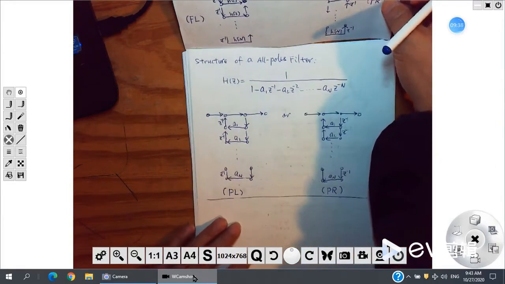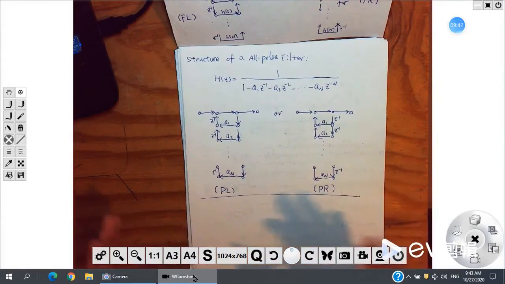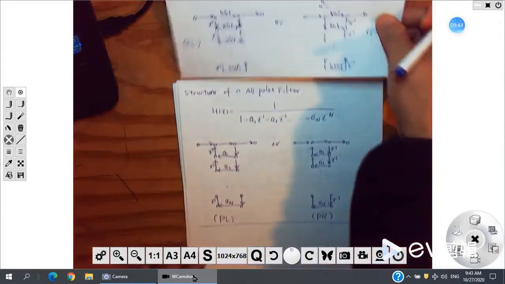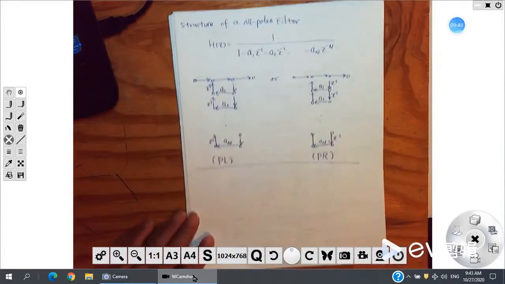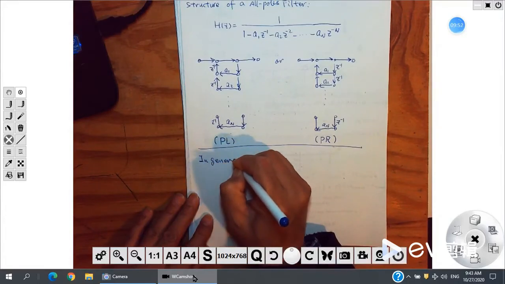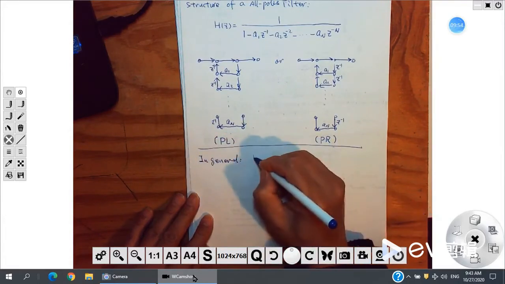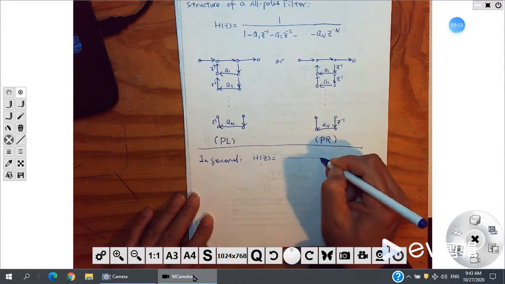All right. Then today we will consider a mixture. We had these two last time, right? Now we consider a mixture. So in general, H of z will be a fraction.